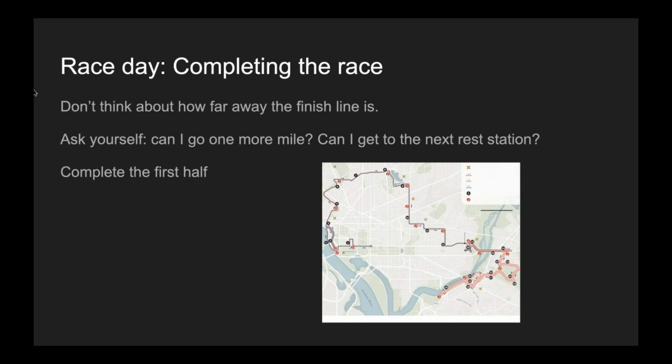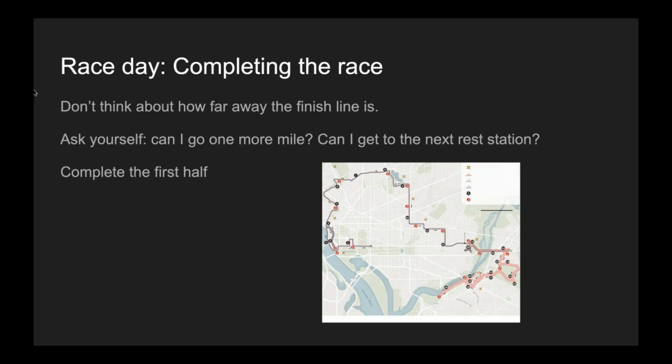So on race day, when you're actually running and trying to complete the race, the biggest rule I have is don't think about how far the finish line is. The farthest I think ahead is where the next rest station is, because I'm highly motivated by snacks.